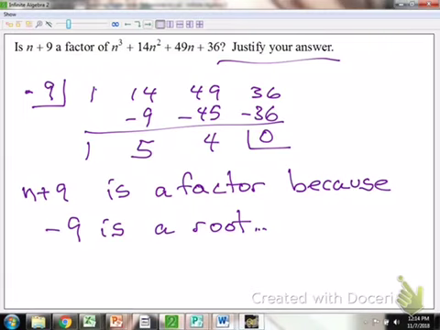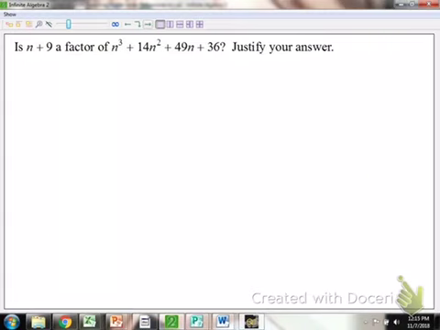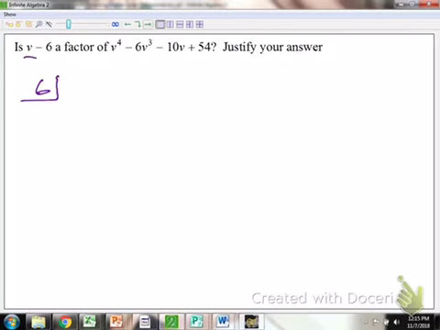All right. Now, the next question is similar to this one. Is v minus 6 a factor of that? Now, you got to be careful with this one. We still want to see if 6 is a 0, because if 6 is a 0, then v minus 6 is a factor. But in this polynomial, we have 1v to the 4th, -6v cubed. We have 0v squared, -10 and 54.